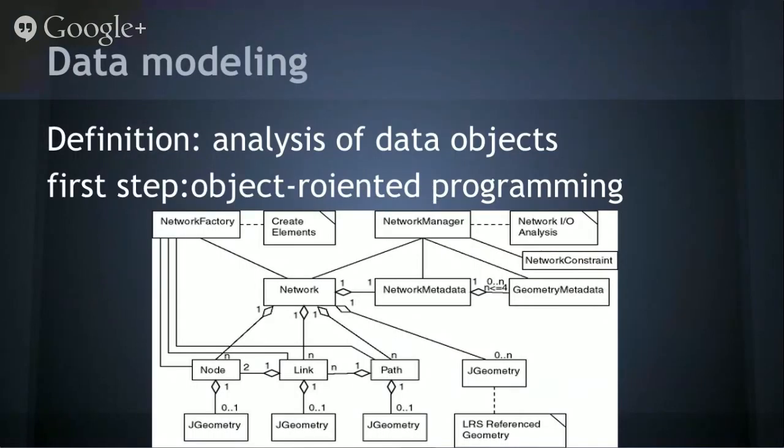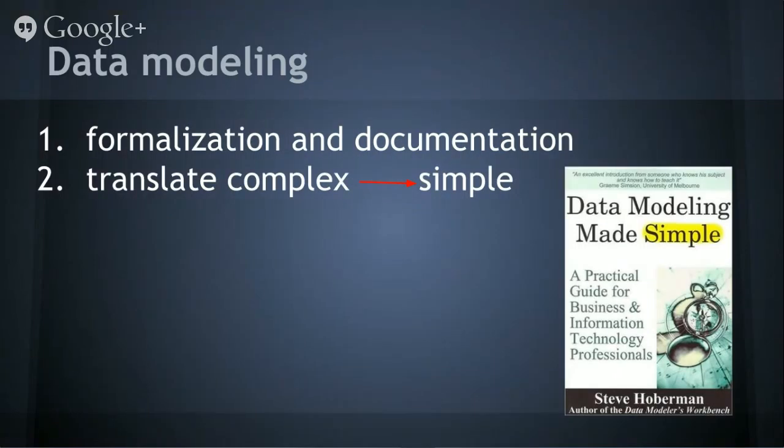Data modeling is the analysis of data objects that are used in a business or other context, and the relationships among these data objects. It is the first step to do object-oriented programming. In addition, data modeling is the formalization and documentation of existing processes and events that occur during application software design. The techniques of data modeling can translate complex systems into easy ones.